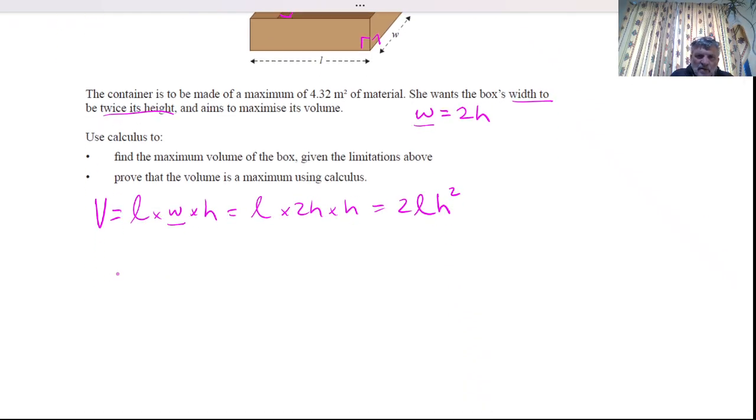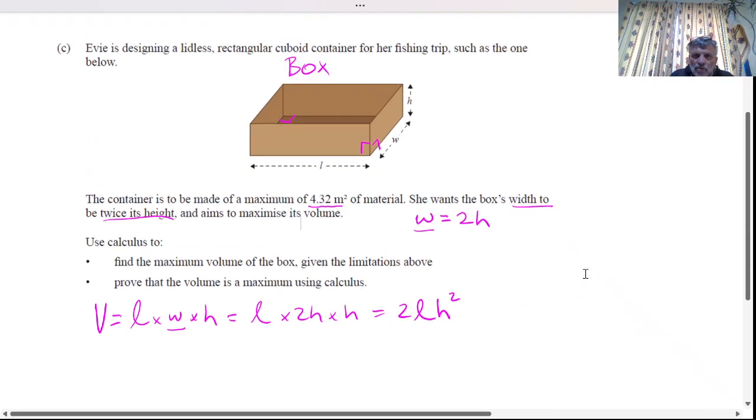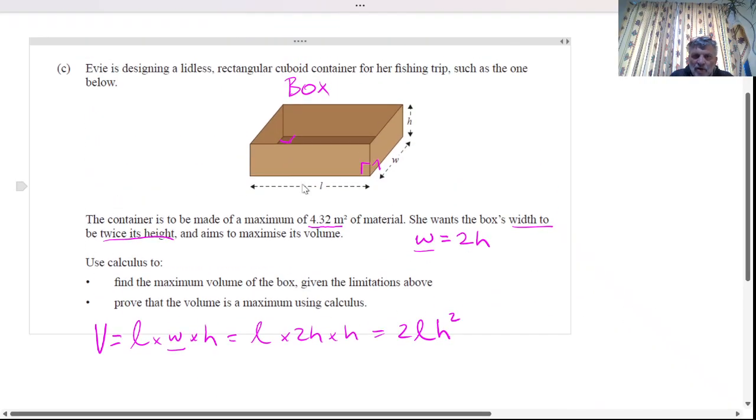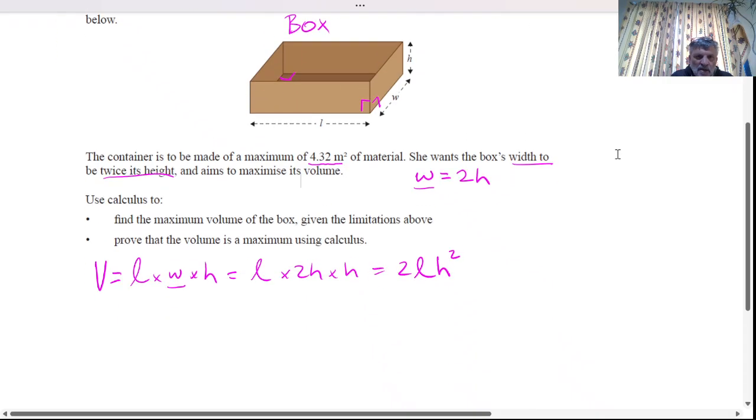We can work out the length in terms of the height by using this constraint. That's the amount of material we've got. That material, meters squared, is the area of all of the sides and the base. So the area, which is the amount of material, there is a U in there somewhere.